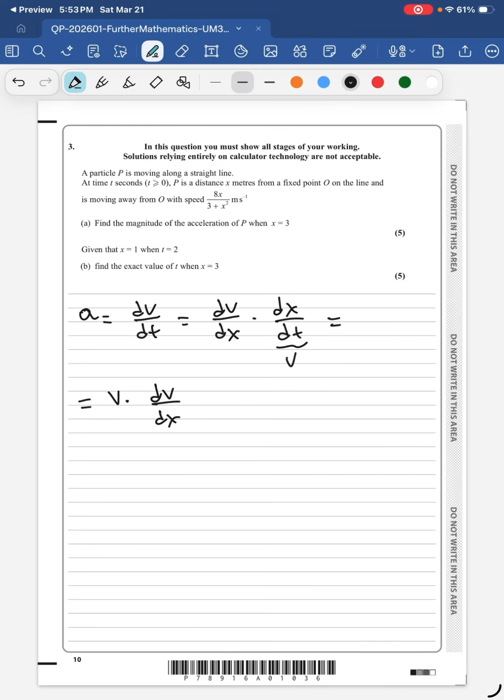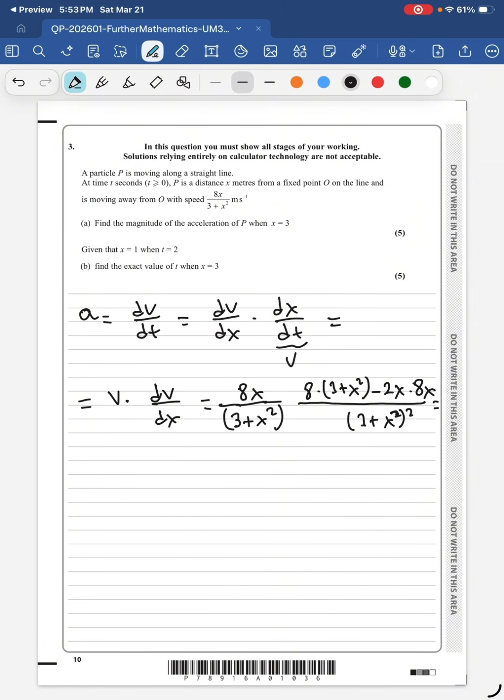And now we can do business because we're given v of x, which is 8x over 3 plus x squared. Let's use square parentheses to avoid confusion. And let's do dv over dx. This is a fraction, so you take the derivative of the numerator, which is 8, times the denominator, minus the derivative of the denominator, which is 2x, times the numerator, over the denominator squared. I haven't done a derivative by hand in ages.